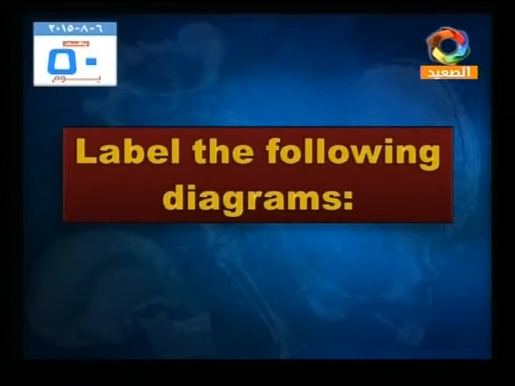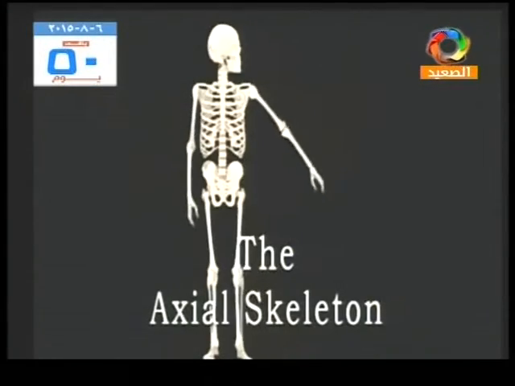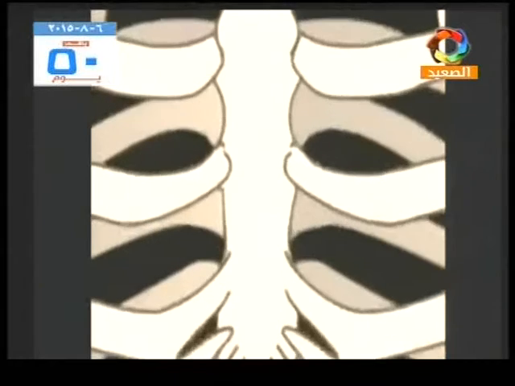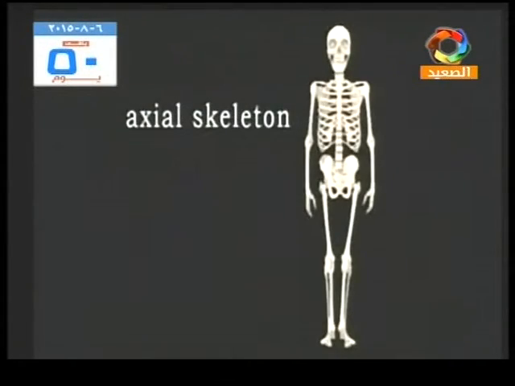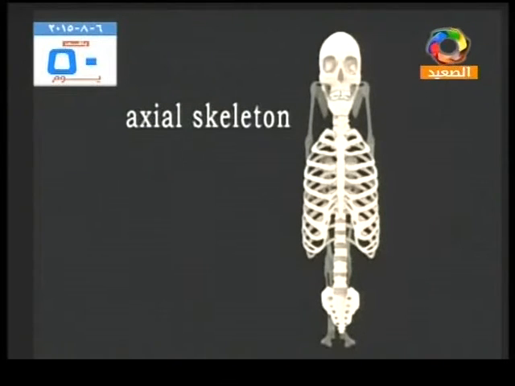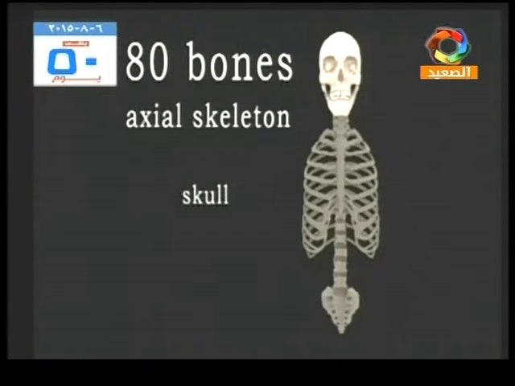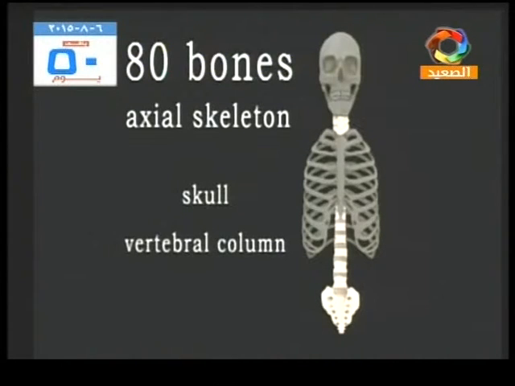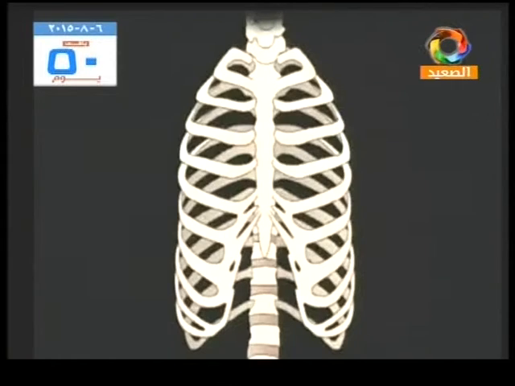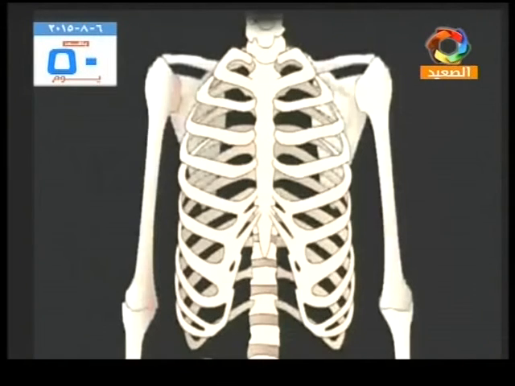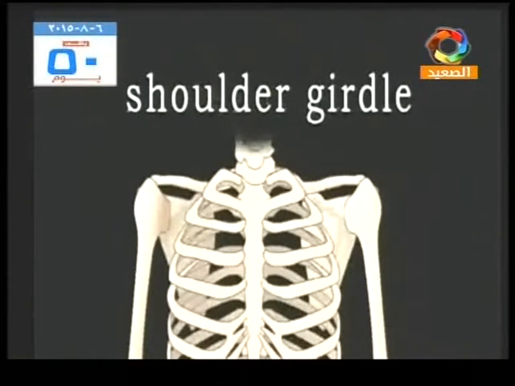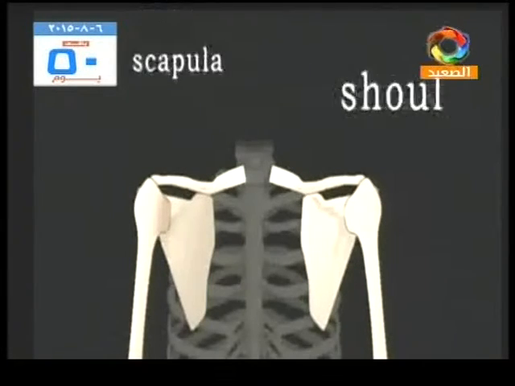Question 2. Label the following diagrams. Before labeling this diagram, we are going to look at this film in order to remember the skeleton. The skeleton of man consists of an axis called the vertebral column attached at its upper end with the skull. The vertebral column is also connected to the thoracic cage and the forelimbs through the shoulder bone, and to the lower limb through the pelvic bones.